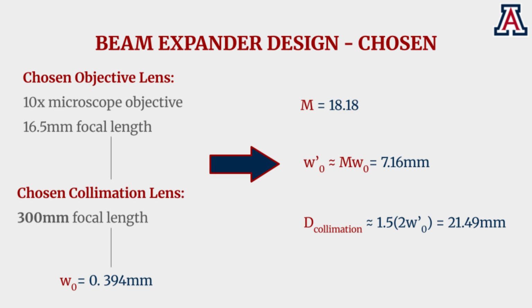To capture at least 99% of the beam power, we use the rule that 99% of the power lies within 1.5 times the beam radius. This yields a minimum required collimation lens aperture of 21.49mm, which our lens comfortably exceeds.